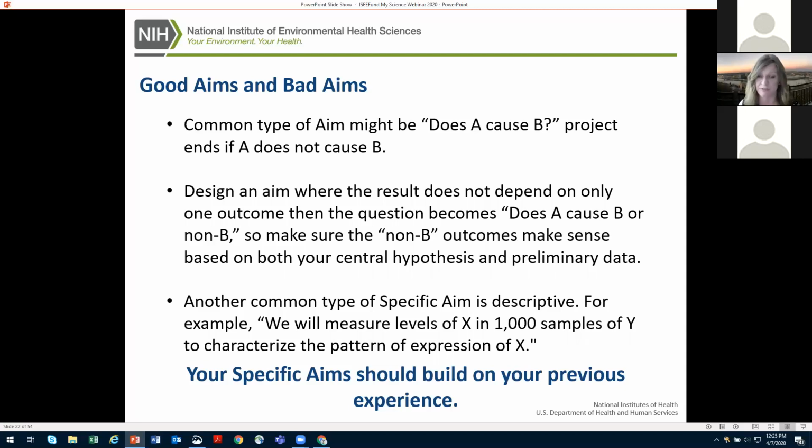So your specific aims should build on your previous or your current experience. And if you're going outside the box, bring on a collaborator as a co-investigator or multi-PI to anchor. Maybe you're more of a methods person, you're the exposure person, but somewhere you have to have the experience or the collaboration to address these specific aims.